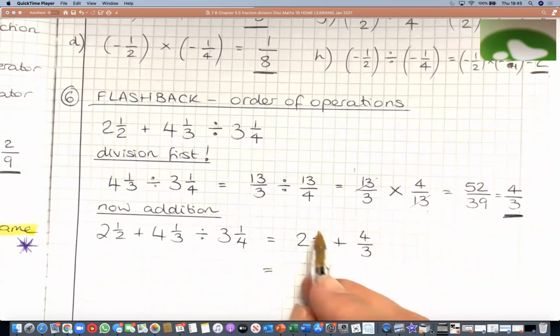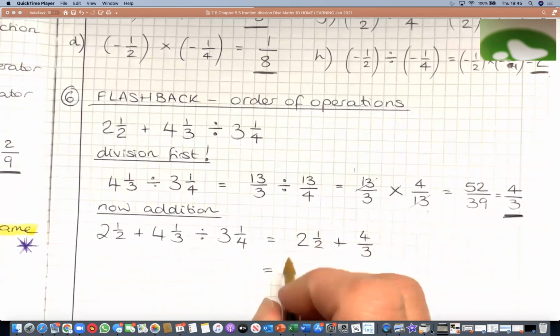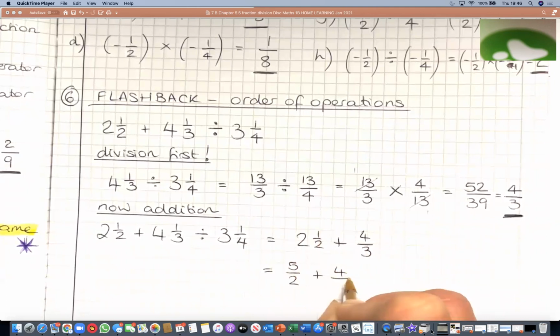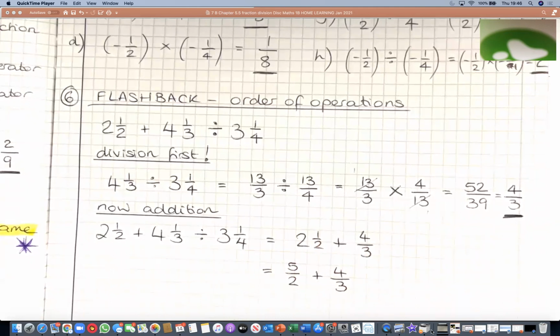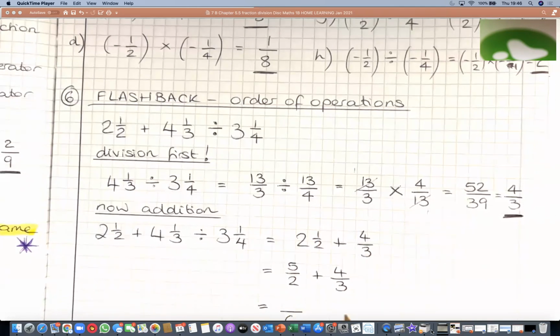I'm now going to convert this into an improper fraction, which is going to give me 5 over 2 plus 4 over 3. Remember, for addition of fractions, I must have a common denominator. In this case, I can multiply the two numbers together, which gives me 6. So an equivalent fraction of 5 over 2, I've multiplied by 2 by 3 to get 6.